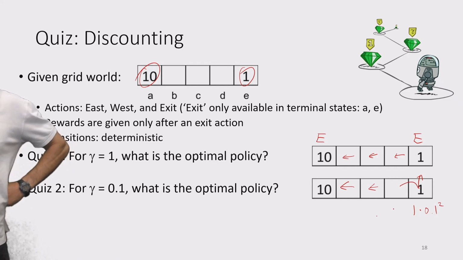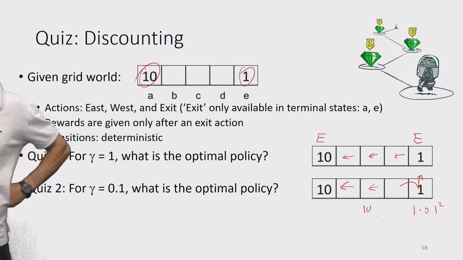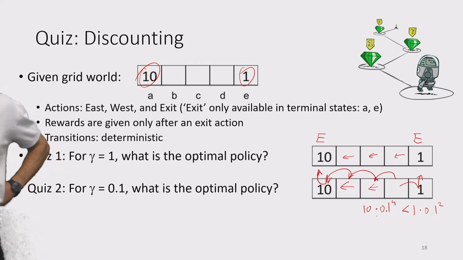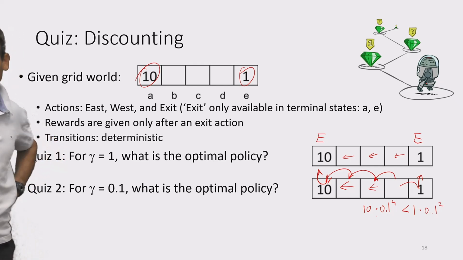What would happen if you go left? You'll get a reward of 10, but it will take you 1, 2, 3, 4 steps, so times 0.1 to the power of 4. And in this case, of course, it is indeed more lucrative to go right.